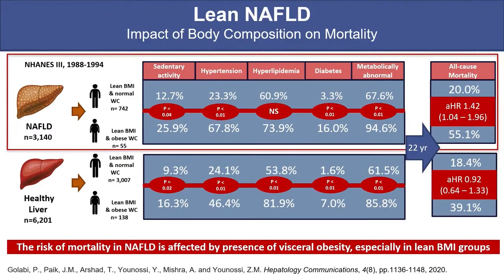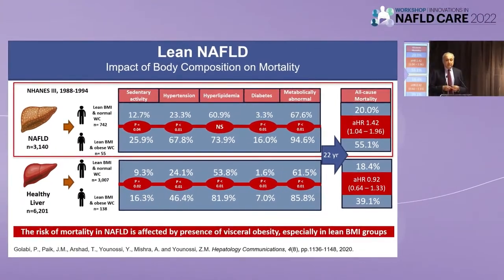So the final study that we published recently is to really not look at lean or obese based on BMI. If you look at the top box, if you look at lean individuals based on just BMI, and you're lean both by body mass index and by waist circumference, then the mortality is lower after 22 years of follow-up than if you're obese by waist circumference but lean by BMI. So in my view, this is all driven by visceral obesity rather than body mass index.